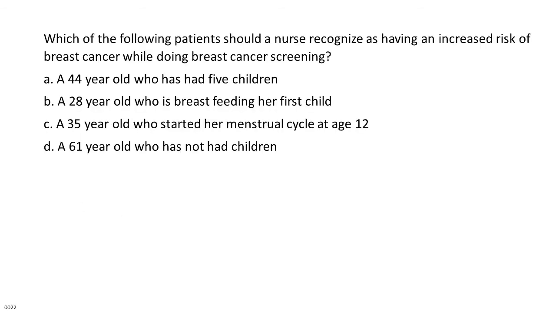Which of the following patients should a nurse recognize as having an increased risk of breast cancer while doing breast cancer screening? A. A 44-year-old who has had 5 children. B. A 28-year-old who is breastfeeding her first child. C. A 35-year-old who started her menstrual cycle at age 12. D. A 61-year-old who has not had children.